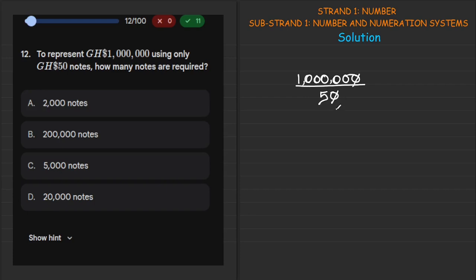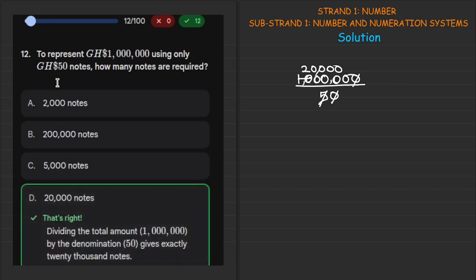So how do we do that? This 0 cancels out to this 0. 5 into 10 twice. So we have 0, 0, 0, 0. And that gives us 20,000. It simply means we need 20,000 notes of the 50 cedis to give us a million cedis.